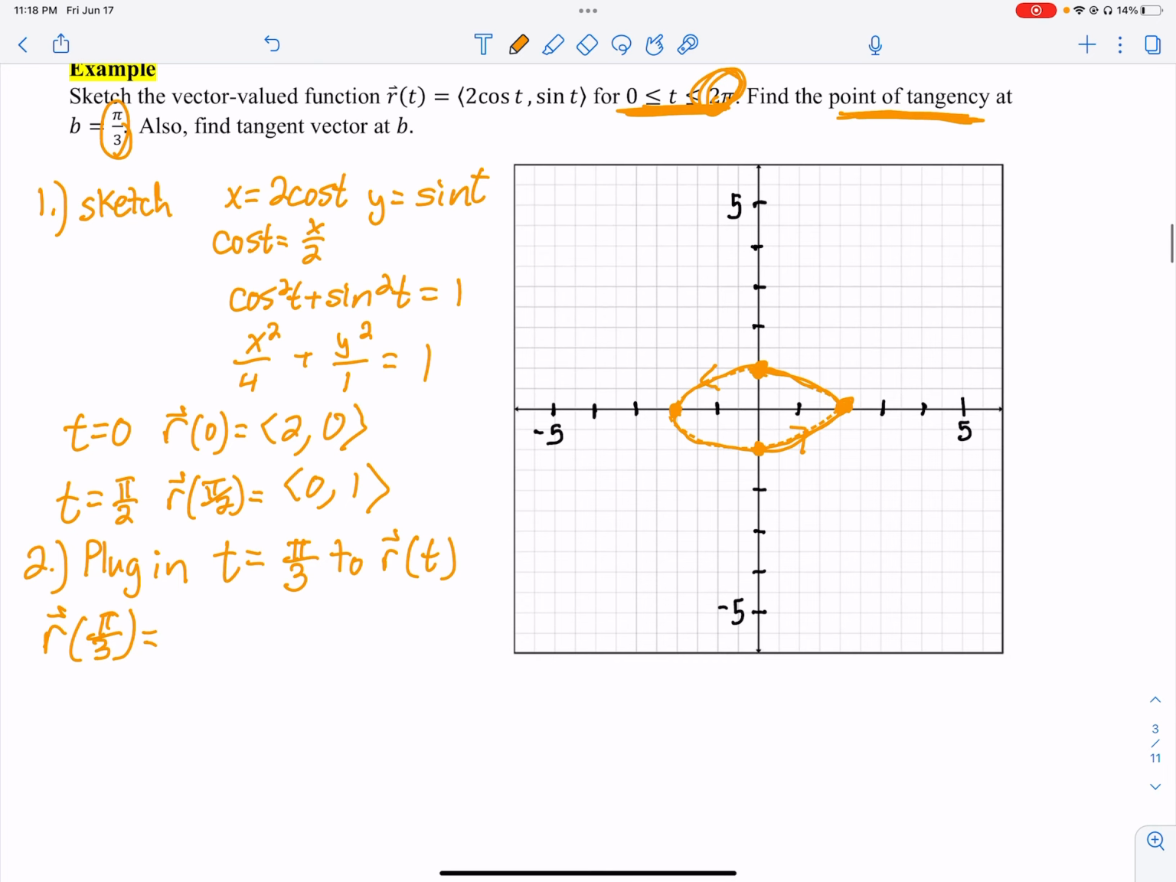So I plug in pi over 3. Okay, cosine of pi over 3, that'd be 1/2 there, so we get a 1, because 1/2 times 2. And then sine of pi over 3 is radical 3 over 2. Okay, so this is the point: 1, radical 3 over 2. All right, so we know that's like right in here somewhere. All right, so that's our point of tangency, 1, radical 3 over 2.